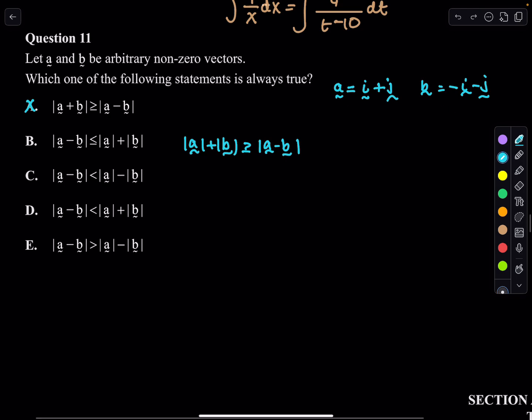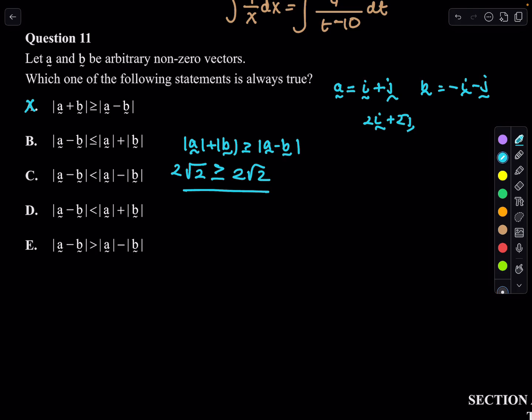So if I sub this in there, let's apply the statement. The magnitude of a is root 2, and the magnitude of b is also root 2, so the left hand side will be 2 root 2. Is it greater or equal to when you're minusing these? Minusing them would be 2i plus 2j, and then you find the magnitude of that, which is 2 root 2. So the statement works. Yeah, 2 root 2 is equal to 2 root 2, because it can be greater or equal. So this statement works for that, so the equal sign works.